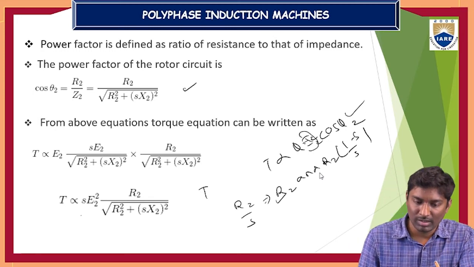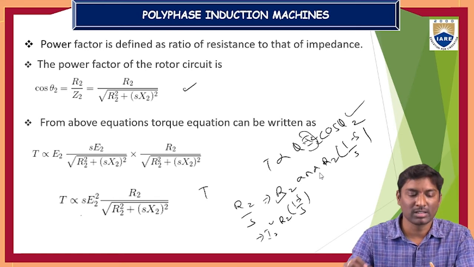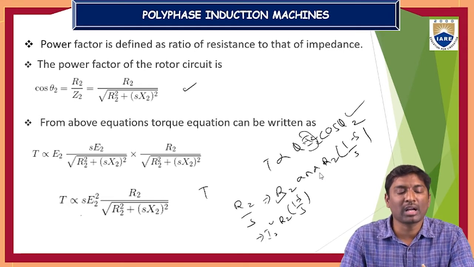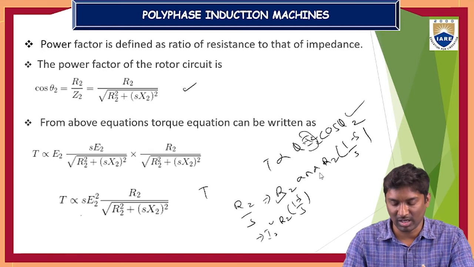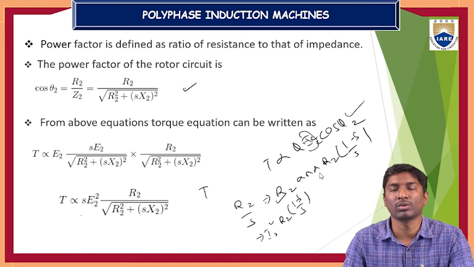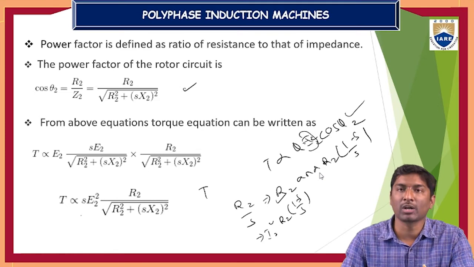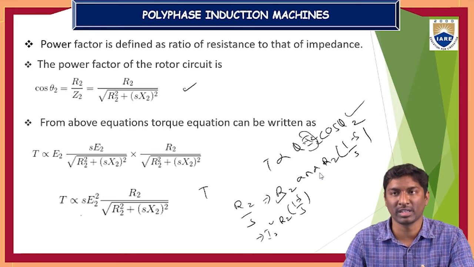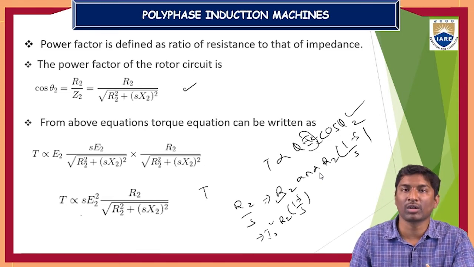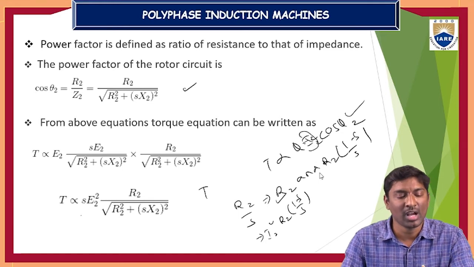So I2 squared into R2 into (1 minus S) by S is nothing but the power consumed by the equivalent DC resistance representing the electrical watts. Because I am simplifying R2 by S into two terms, R2 and R2 into (1 minus S) by S, I get I2 squared into R2 into (1 minus S) by S, called the power consumed by the resistance representing the electrical load.